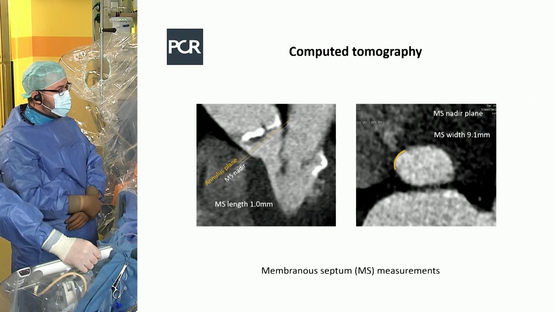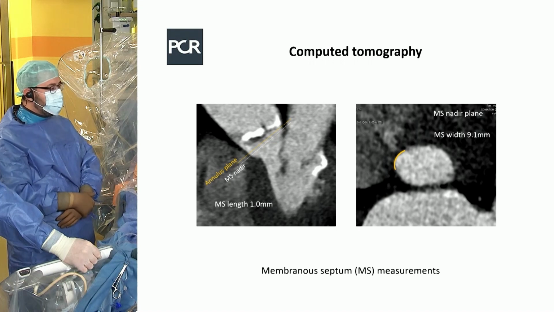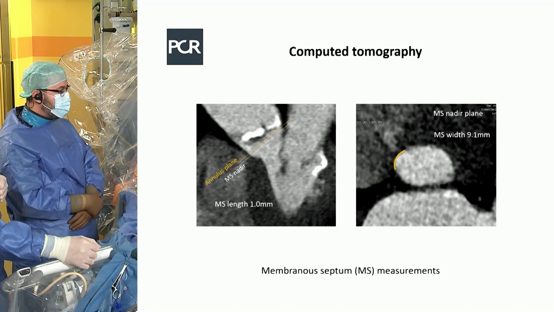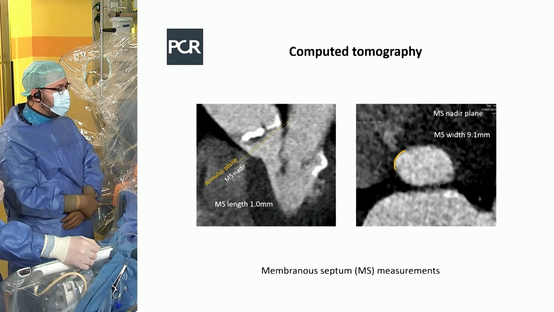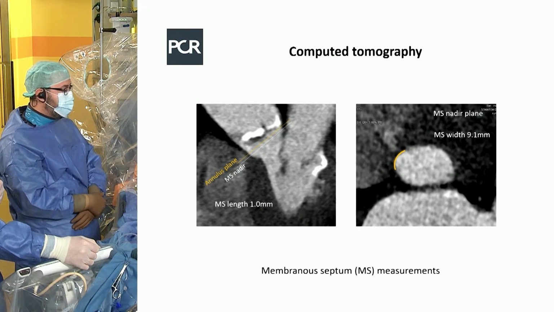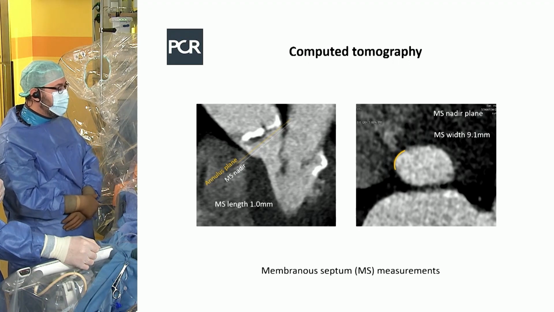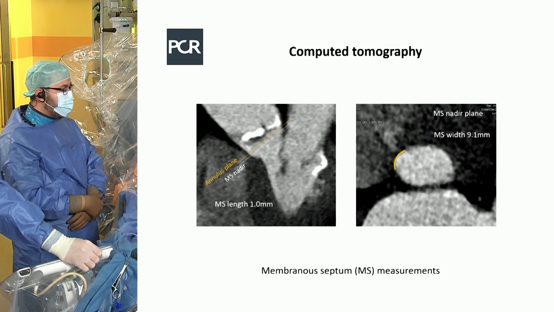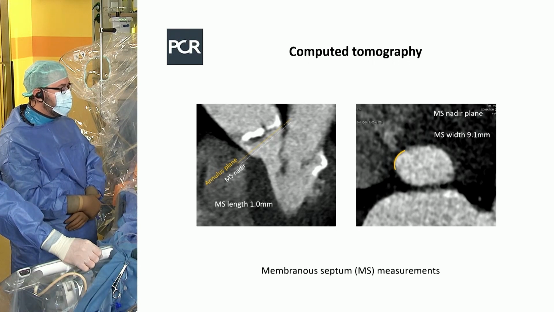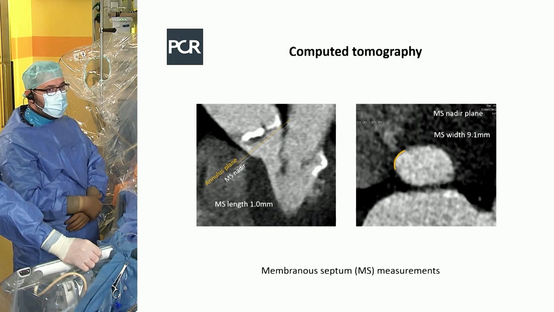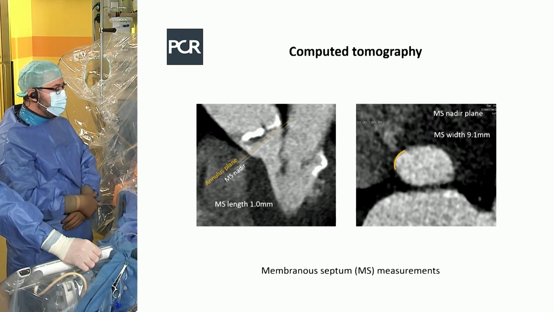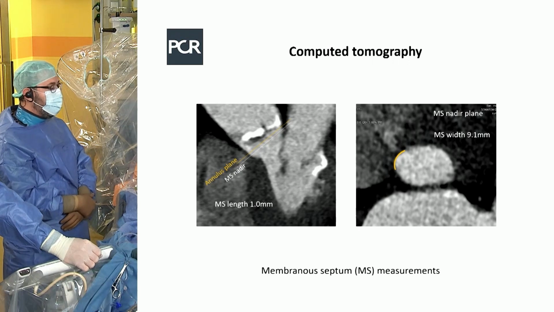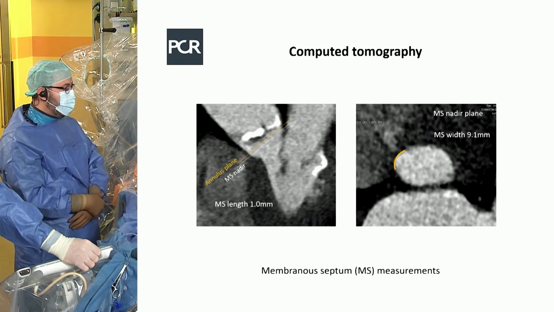Interestingly, and this is something we still don't do routinely, but we do it in selective cases, and we did it for this case as well. You can see here the measurement of the membranous septum. So she has a very short membranous septum, just around 1 millimeter in length. The width is 9 millimeters, so a very short membranous septum, and we know, and we will discuss this, of course, carries high risk of permanent pacemaking afterwards.